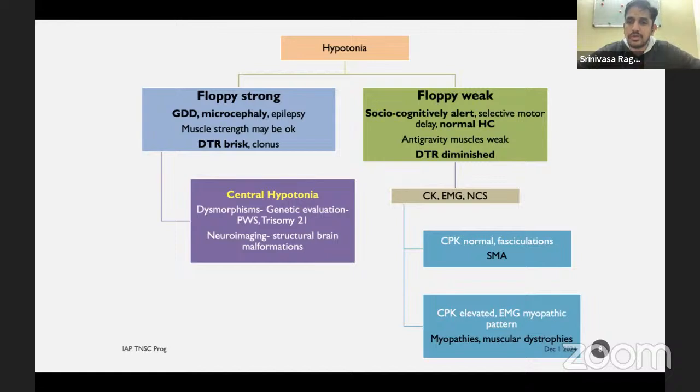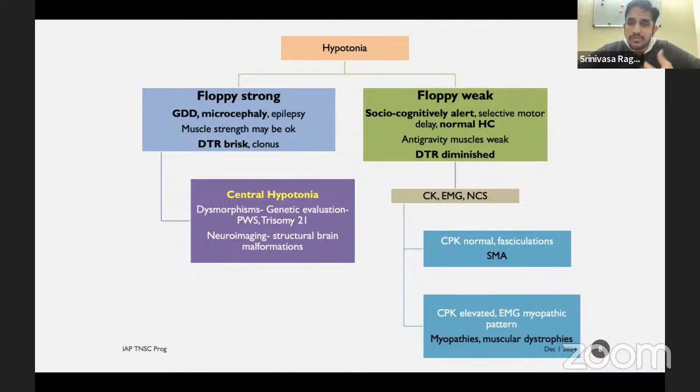And the usual neurological finding is DTRs will be diminished or just elicitable. In these children, you do a CPK for muscle enzyme and an EMG and a nerve conduction test. And based on this, you can differentiate whether it is a neuroaxonopathy or it is a muscle involvement.